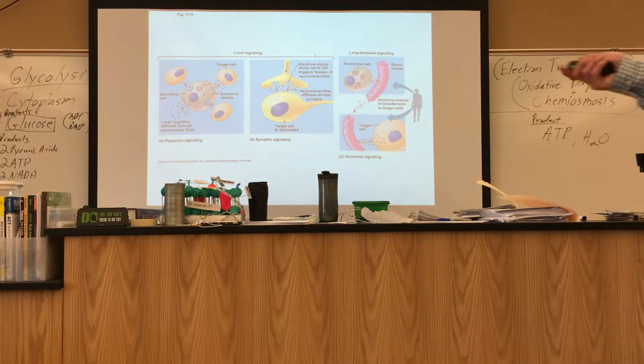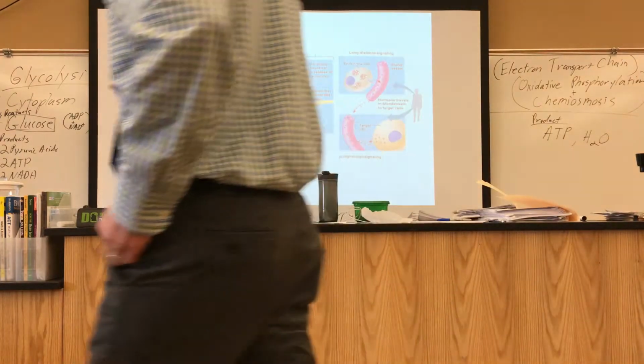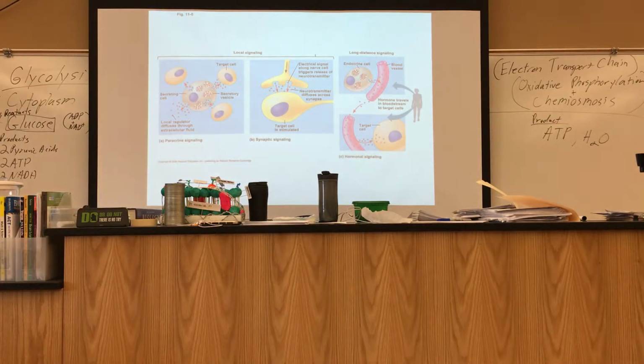Here's our synapse, right? The impulse being sent down the neuron and then relaying the message to the next neuron. That happens with chemicals known as neurotransmitters, very good. Acetylcholine is a good example of that. So this is, again, a local type of signaling.